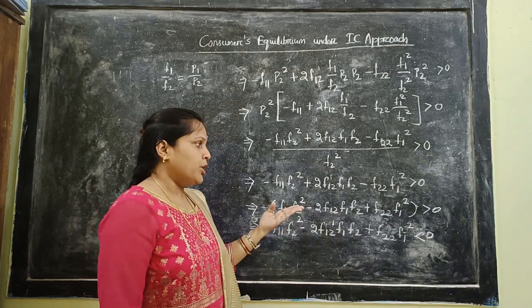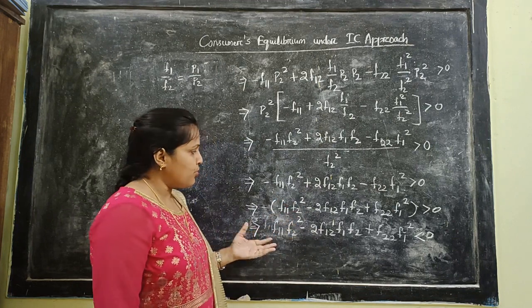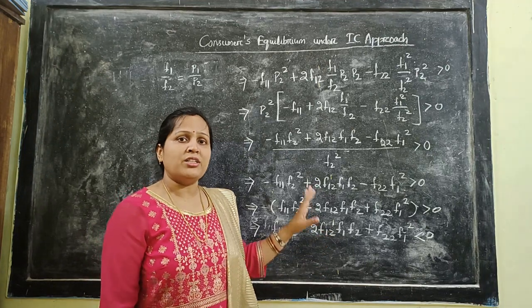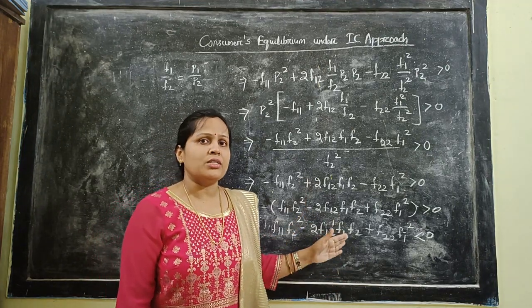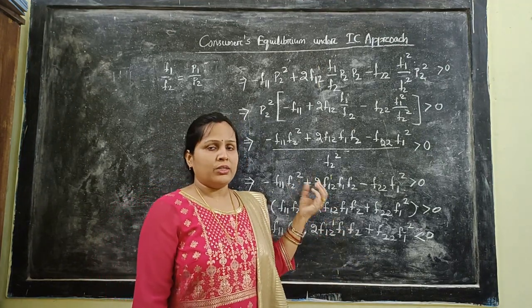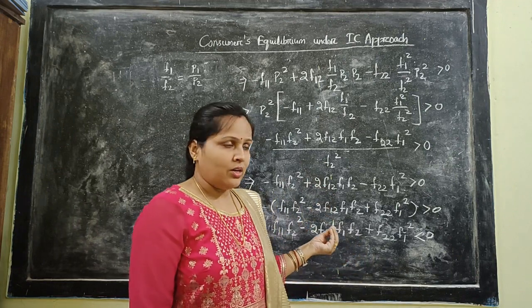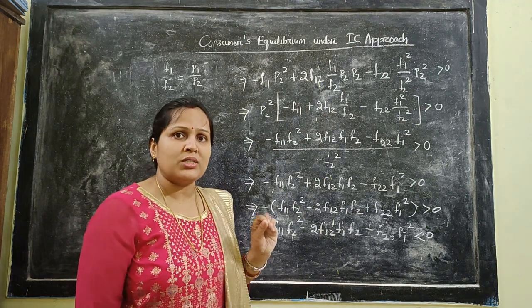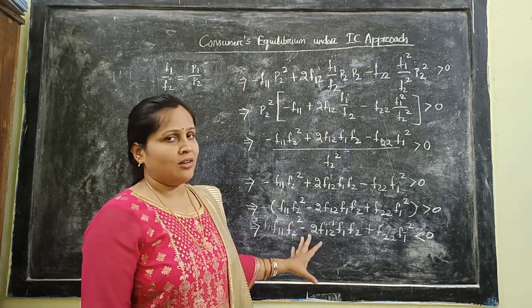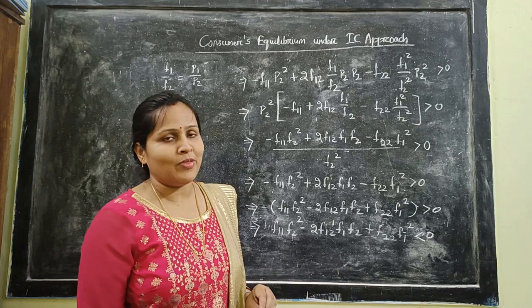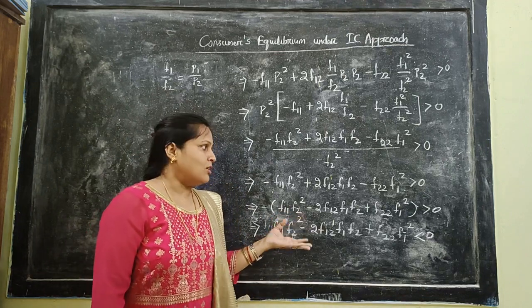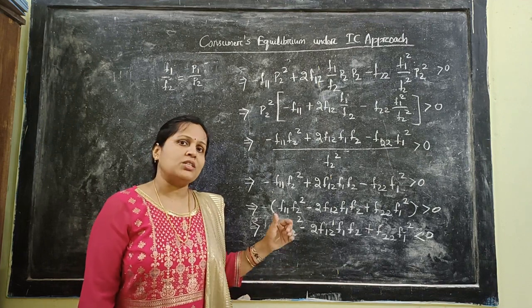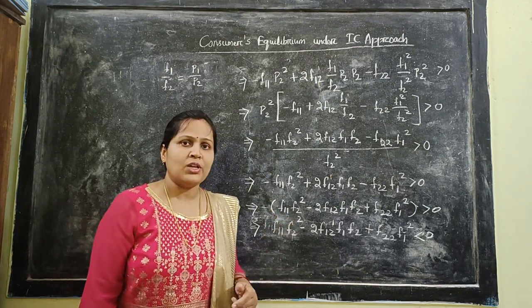If we go through the convexity of the indifference curve, this is the condition that must be satisfied to ensure that the indifference curve is convex to the origin, or convex downward. So this condition has to be satisfied to attain consumer's equilibrium, and this is the second order condition for consumer's equilibrium. So thank you. This is all about the mathematical derivation of consumer's equilibrium through the indifference curve approach. Thank you.